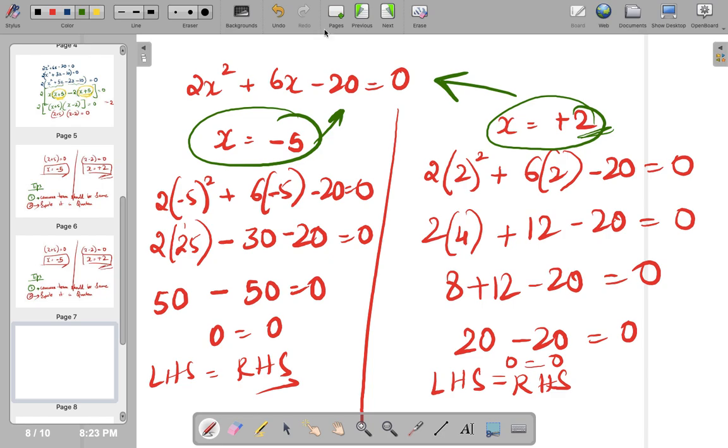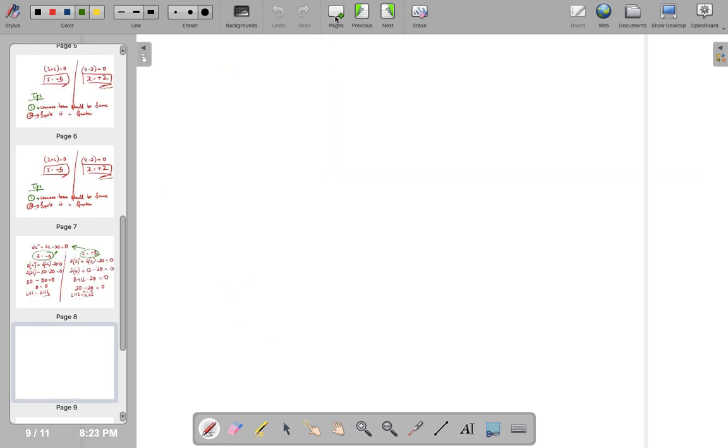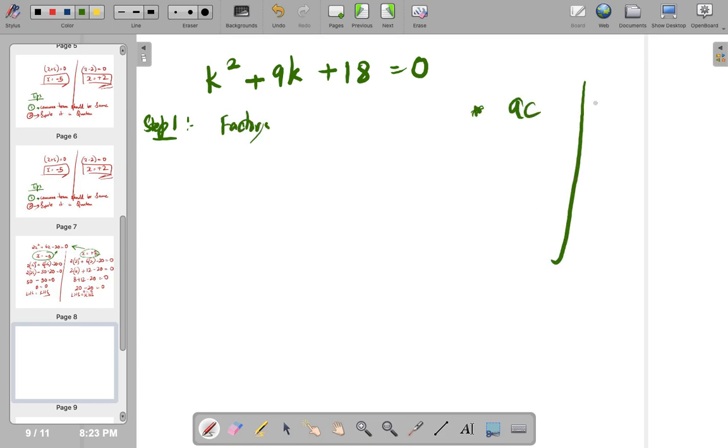Let's solve one more question. You understand it better. So let's take another one. K square plus 9k plus 18 equal to 0. So what is the first step? Finding the factors. Let's try to find the factors. Let me write AC, the product, plus or minus B. What is AC here? 1 times 18, which is nothing but 18. We need plus 18 only. And the sum we need is 9k, correct?